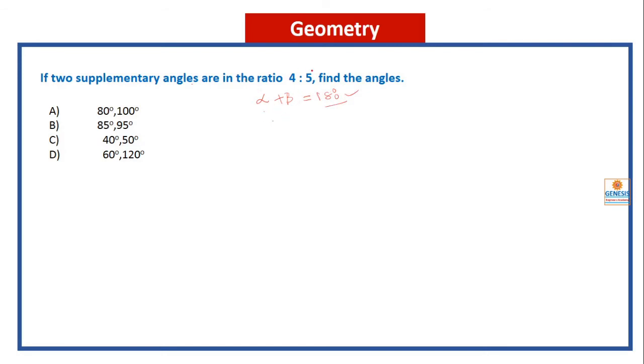So alpha and beta are in the ratio of 4:5. So the angles are 4x and 5x, and the sum is equal to 180. So 9x is equal to 180, x is equal to 20 degrees. Alpha is equal to 4 into 20, 80 degrees, beta is equal to 5 into 20, it is 100 degrees. So the angles are 80 and 100.